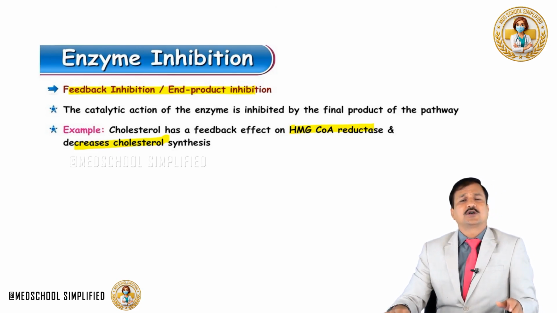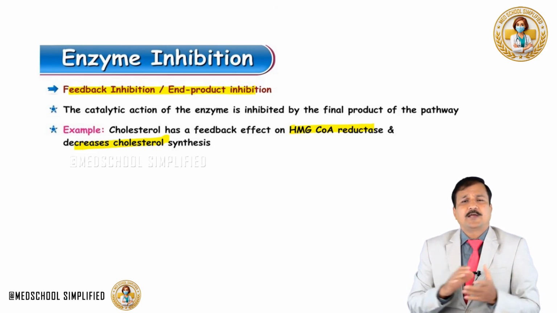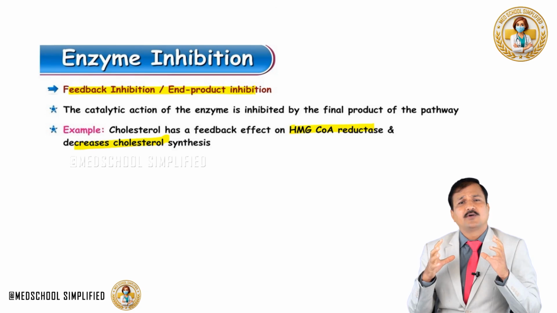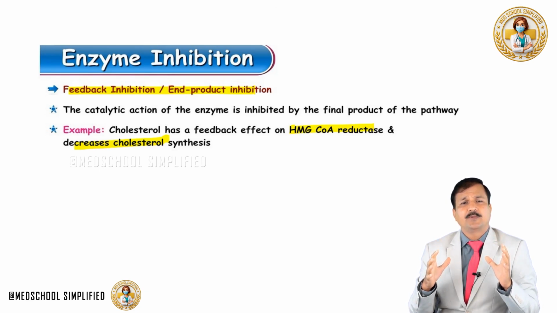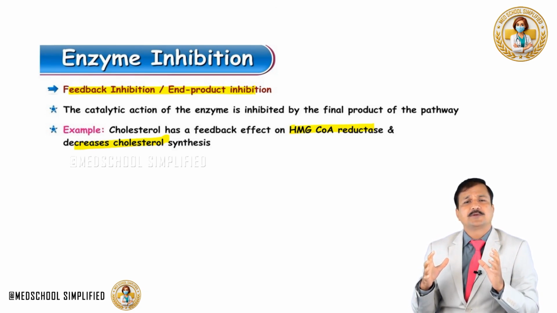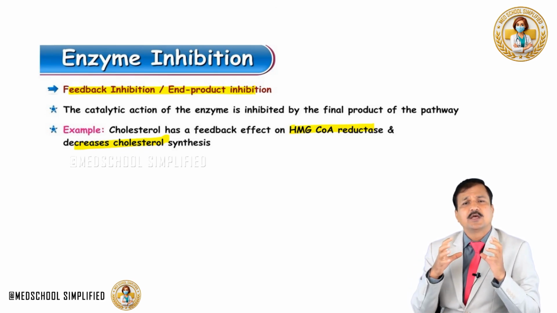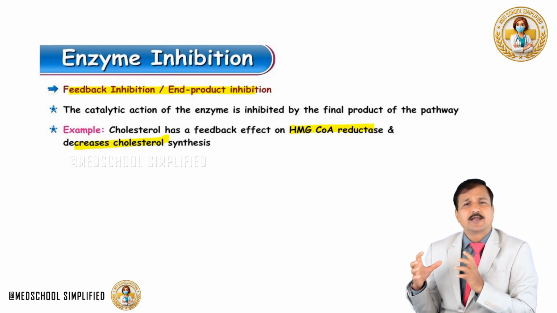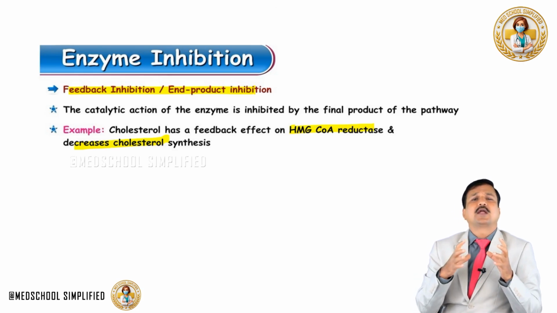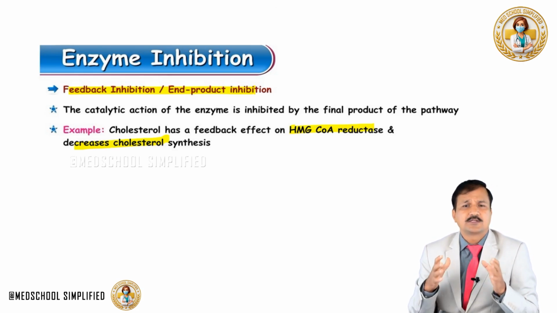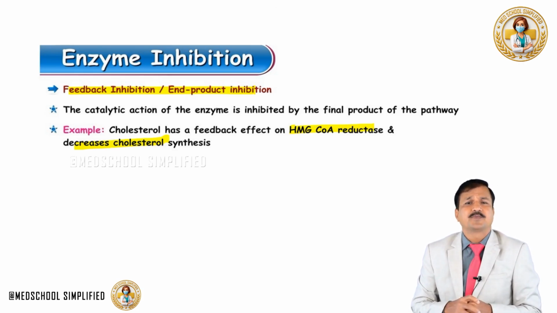So that's about different types of inhibition. We have seen reversible and irreversible inhibition. In that, mainly we have concentrated on competitive inhibition, non-competitive inhibition, uncompetitive inhibition, suicidal inhibition, also called mechanism based inhibition, and feedback inhibition. So that's all about enzyme inhibition. Thank you so much.